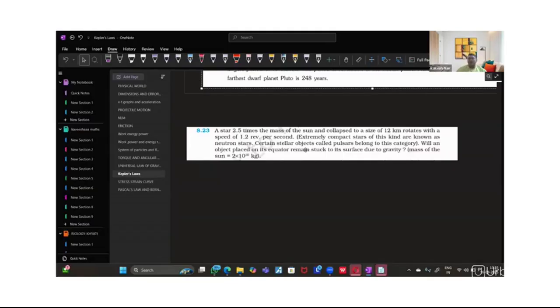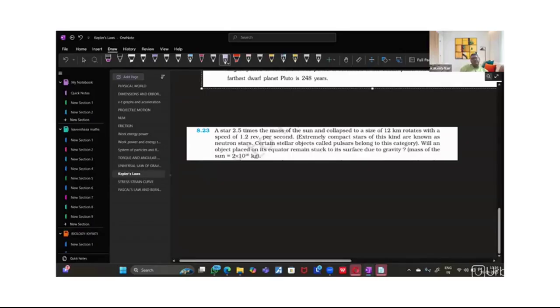Now, this is extra knowledge which has been posed to us by the examiner. Will an object placed on its equator remain stuck to its surface due to gravity? This is a very hypothetical and fictitious kind of question. Candidates in examinations will find it difficult to do the mathematics of it. So each and every NCERT question is very relevant, students, and you must practice everything.